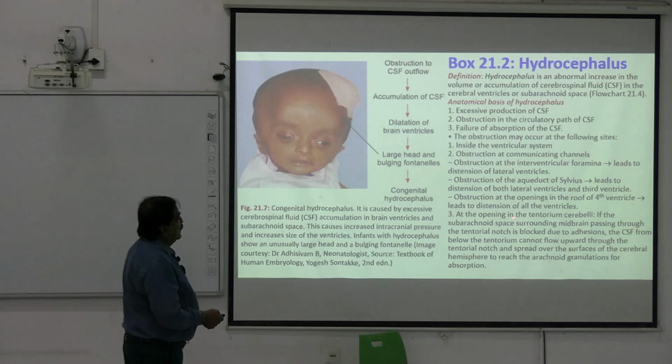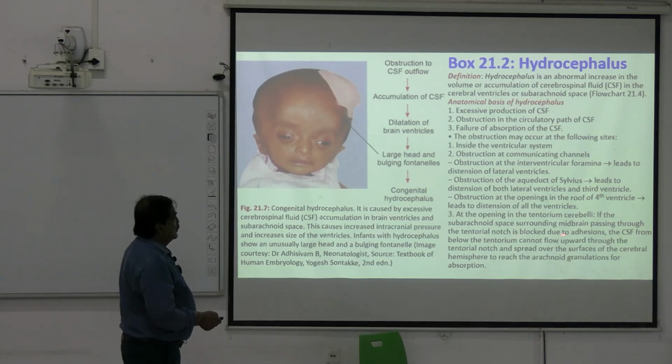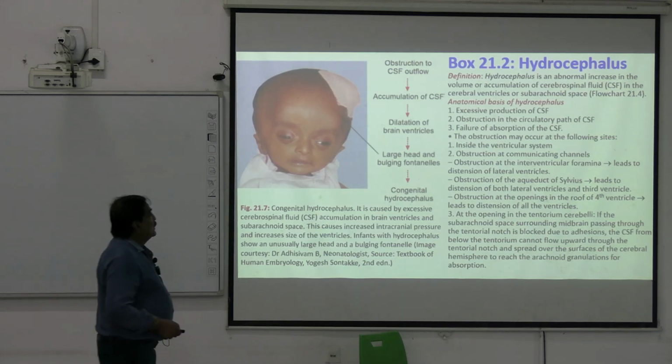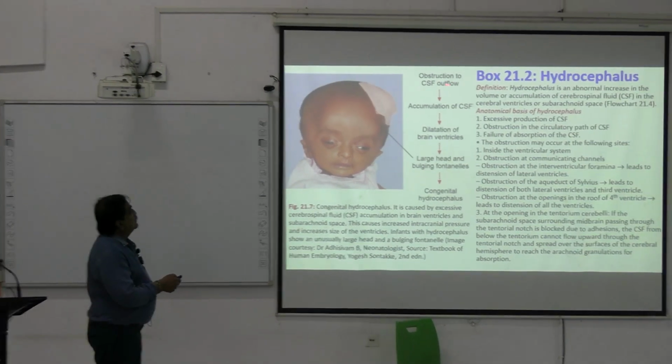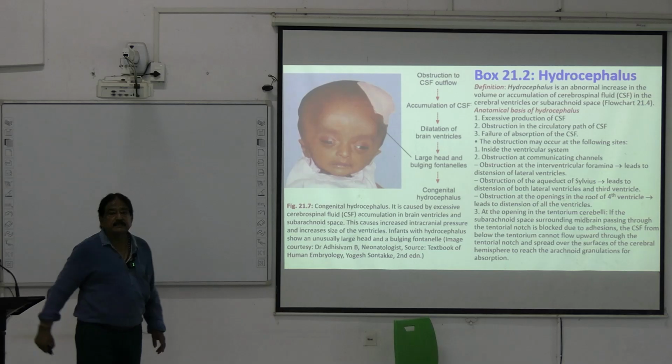At the opening in the tentorium cerebelli, if the subarachnoid space surrounding the midbrain passing through the tentorial notch is blocked due to adhesions, the CSF from below the tentorium cannot flow upward through the tentorial notch and spread over the surfaces of the cerebral hemispheres to reach the arachnoid granulations for absorption. Now see, obstruction to CSF outflow, accumulation of CSF, dilatation of ventricles, large head and bulging frontal: congenital hydrocephalus.